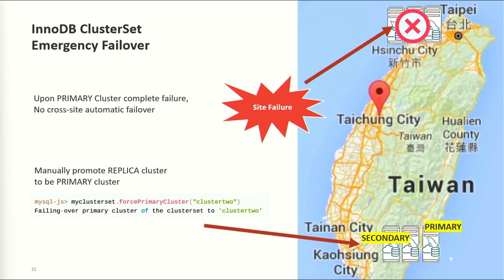In the event of the primary data center going down, it will not automatically trigger site failover. We need to do an emergency failover to manually promote the replica cluster to become a primary cluster using myclusterset.forcePrimaryCluster, and so on. So, to promote the InnoDB cluster running in the Kaohsiung data center to become the new primary cluster.